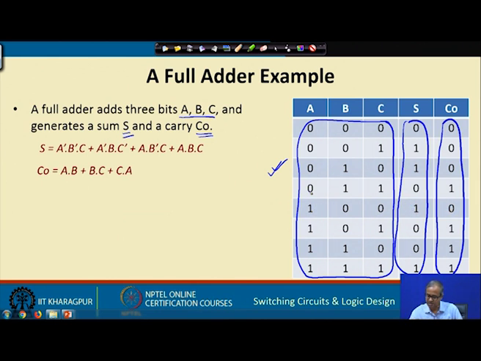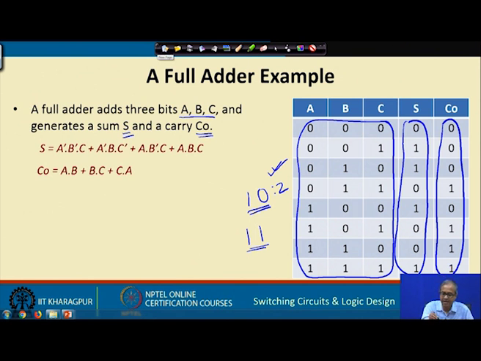But if there are 2 ones, 0, 1, 1, 1, 0, 1 or 1, 1, 0, then sum will be 0 and carry will be 1, because carry and sum 1, 0 in decimal means 2. And lastly, if I add 1, 1 and 1, which is 3, 3 means 1, 1 in binary, right. So, sum will be 1, also carry will be 1. Now, you see, this again we shall be coming back later.